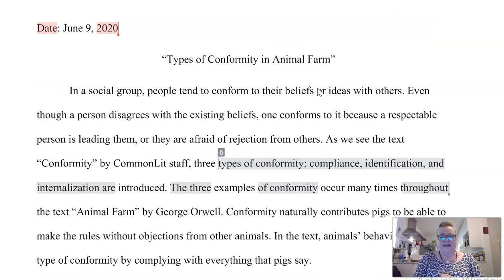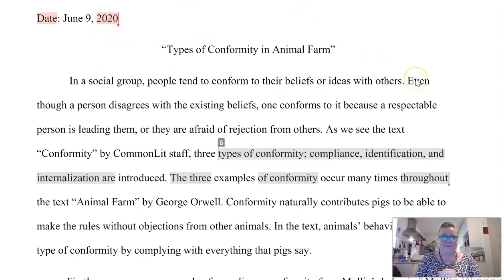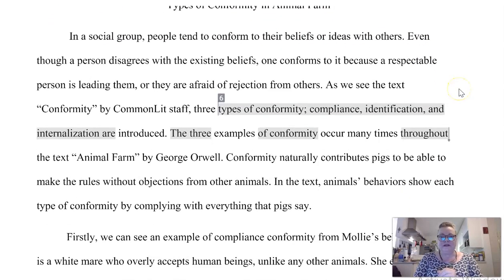Then in the essay itself, Arena's got a nice, solid introductory paragraph. She's followed that model of the upside down triangle, where she starts with a big, broad idea about social groups and conformity in a general way. Then she comes narrow and gets to a nice specific thesis about the text. I also really like that she has a title. Well done, Arena. Okay, so she starts broad.